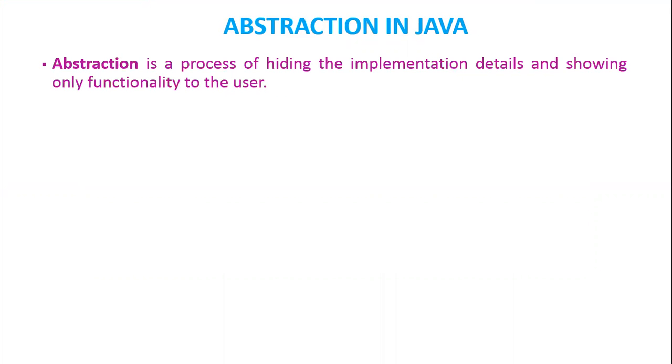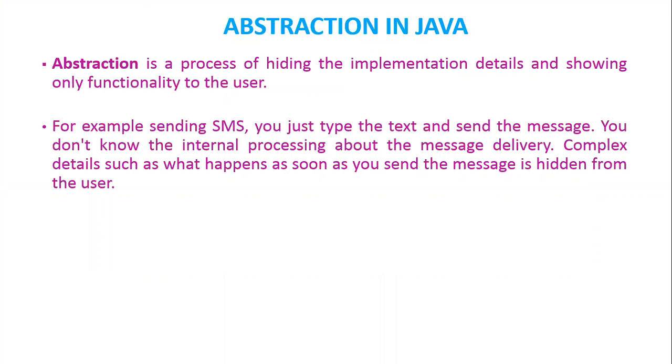Abstraction is a process of hiding the implementation detail and showing only functionality to the user. For example, when we send SMS, we just type the text and send the message. We don't know the internal processing about the message delivery. Complex details such as what happens as soon as you send the message are hidden from the user.